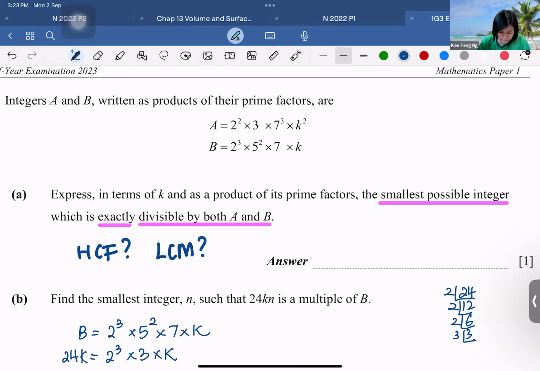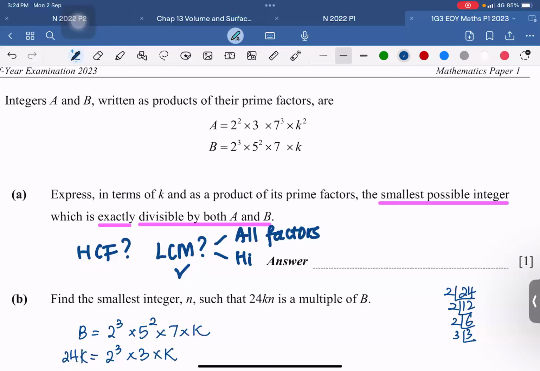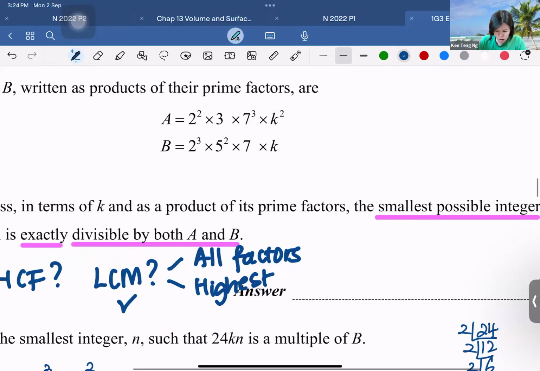It's the LCM. If it's going to be an LCM, what are the things that we're going to choose for LCM? First thing, must choose all the factors. For LCM, do we choose the highest or lowest power? Highest, right? So we choose the highest power. So let's choose the 2 square and 2 cube. We choose 2 with the highest power, the cube.